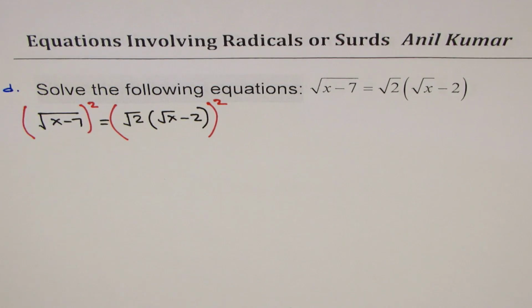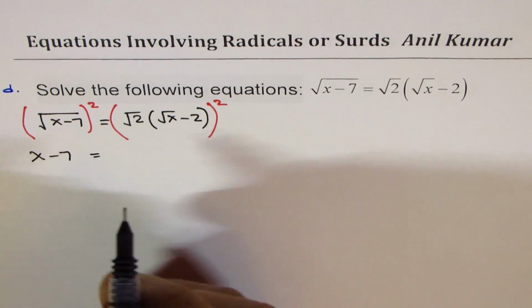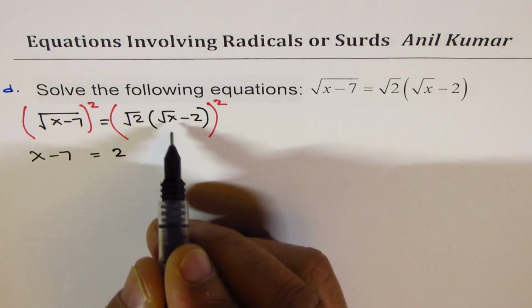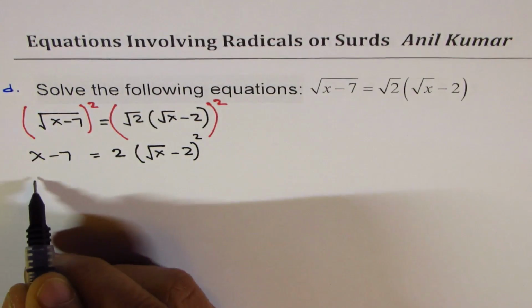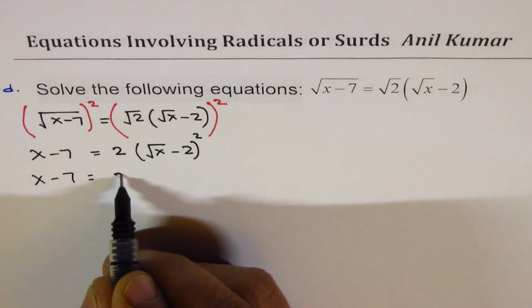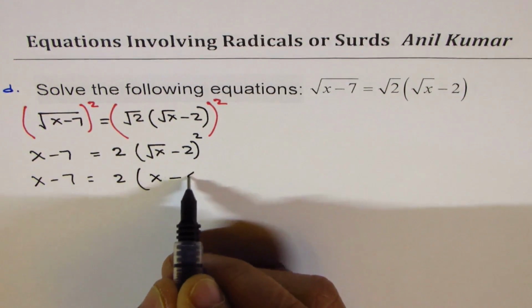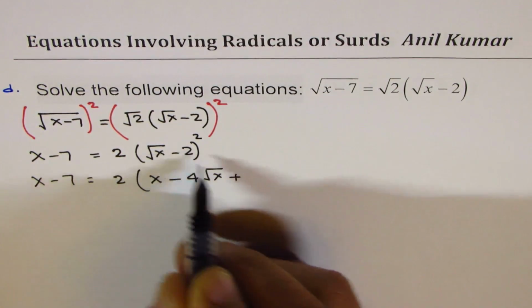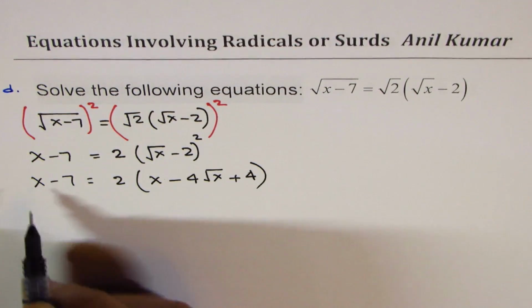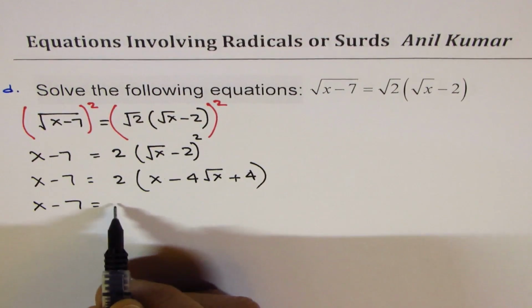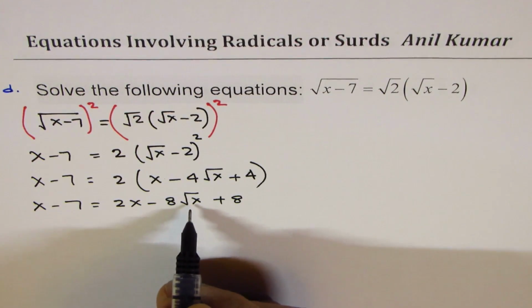Correct? When you square a square root, you get the term itself, which is x minus 7. Here square root of 2 squared will be 2, and what we get here is (square root of x minus 2) whole square. Now we can again apply the formula of squares. So we get here square of x minus 2ab, which is 4 square root x, plus 2 square, which is 4, right? Don't forget the term 2ab in between. Now let's open the bracket. x minus 7 equals 2x minus 8 square root x plus 8.